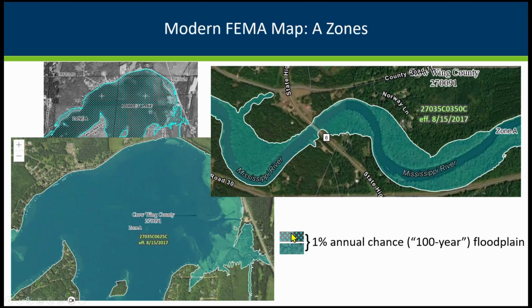And these light blue areas, or the aqua dots, are that 1% annual chance flood, or that 100-year flood, but they won't show the base flood elevations in the approximate areas.